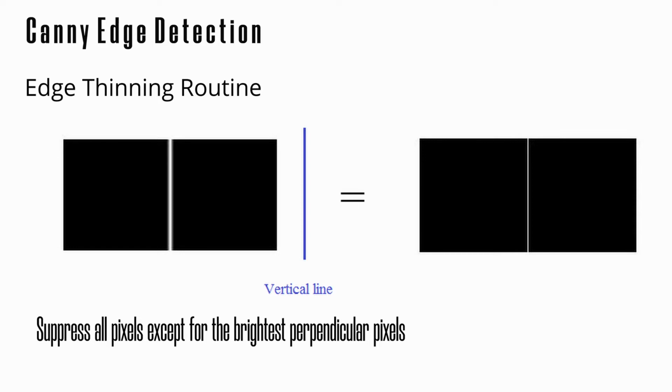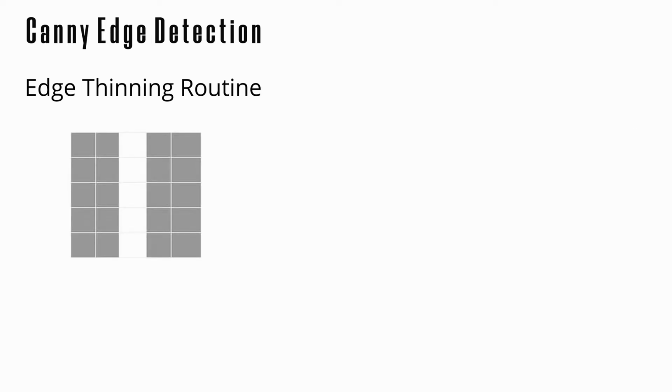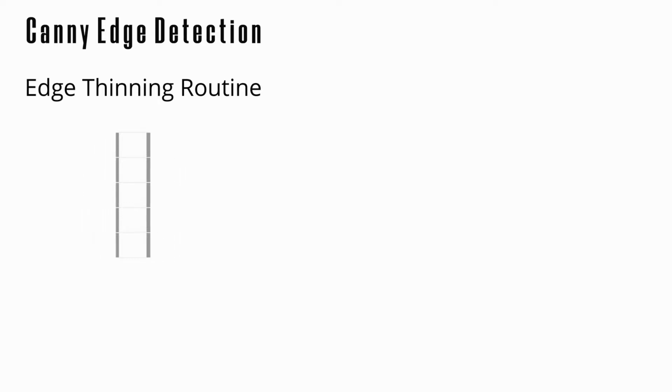At this point, you're probably wondering why this works and you still don't understand what is going on. The image on screen right now shows a bright vertical white pixel with surrounding gray pixels. To get the effect of a thinner edge, we need to remove the gray pixels and leave the white pixels alone. This exactly points to the jargon I said before. We suppress all the pixels except for the pixels perpendicular to the direction of our edge.